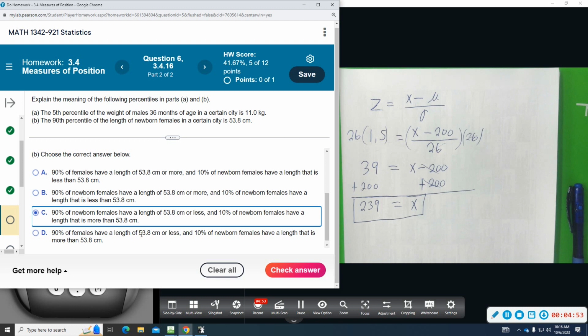This one just says 90% of females, so they both say the same as far as the data, but the newborn is what you need to focus on.